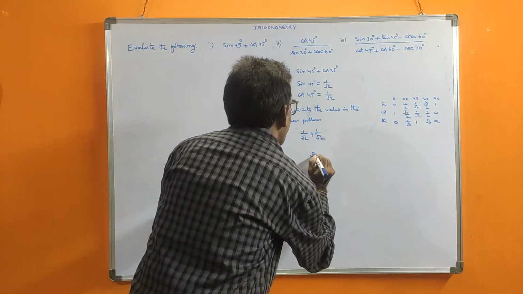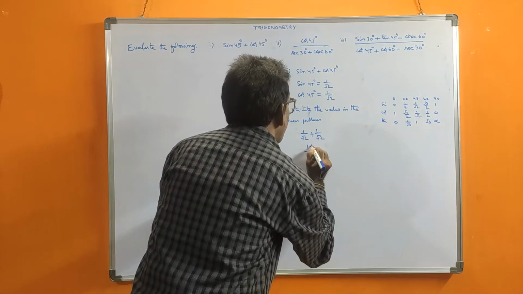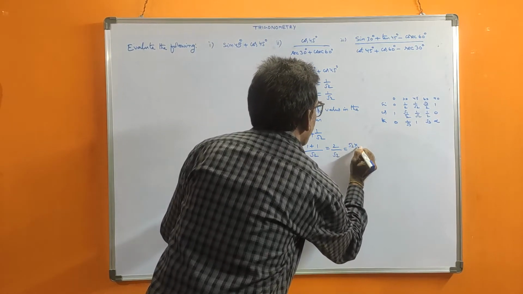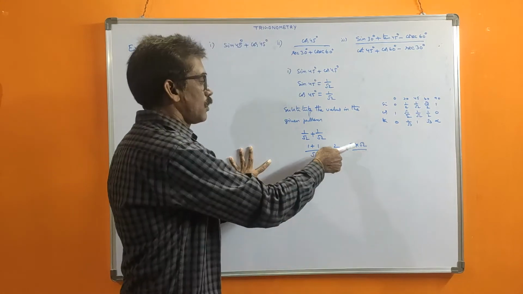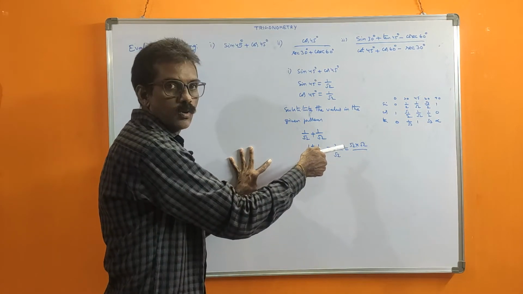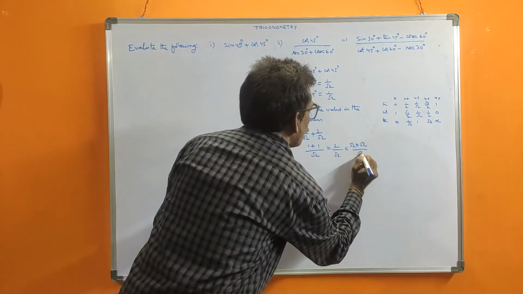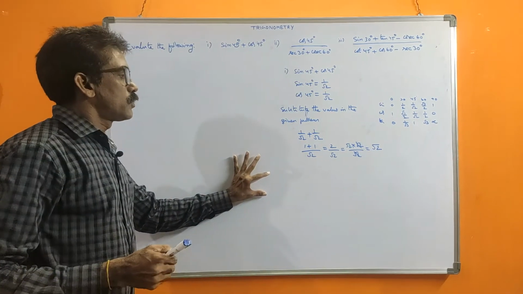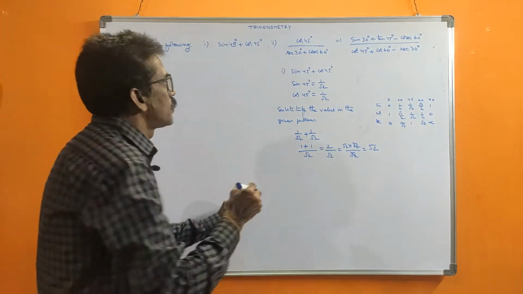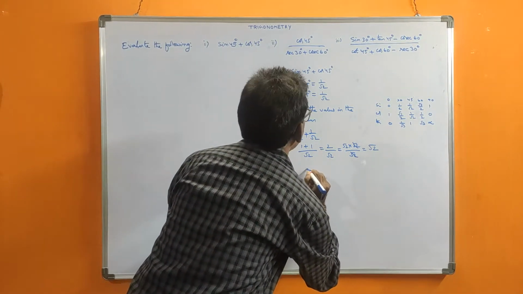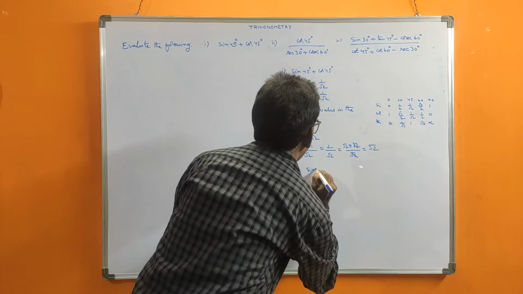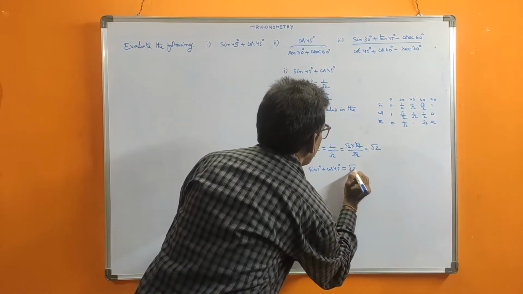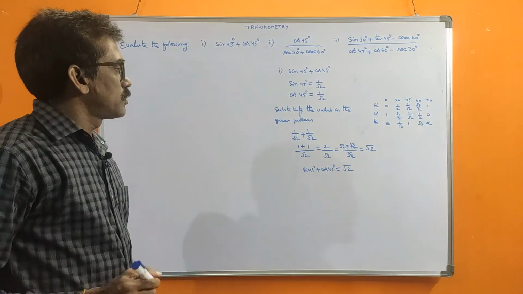So 1 by root 2 is the common denominator. 1 plus 1, 2 by root 2. The 2 we can write as root 2 into root 2, because I told you root 2 into root 2 is 2. So below, root 2 is there. Root 2 cancels. The answer is root 2. See, simple. That's why finally you write like this: sin 45 degrees plus cos 45 degrees is root 2. Like that we should write.